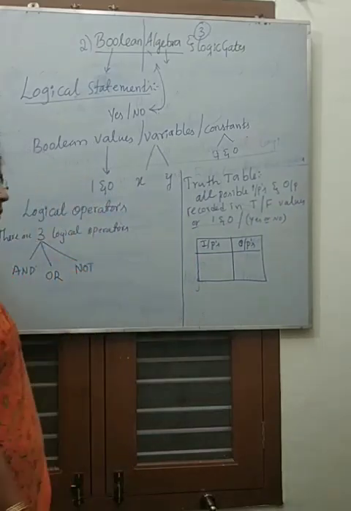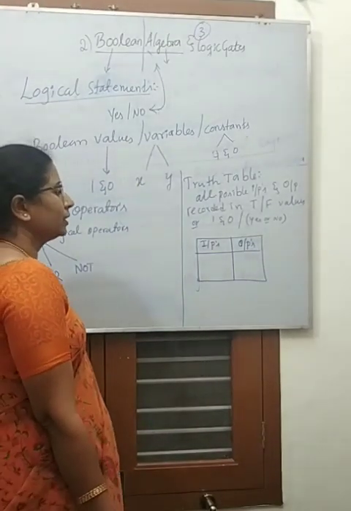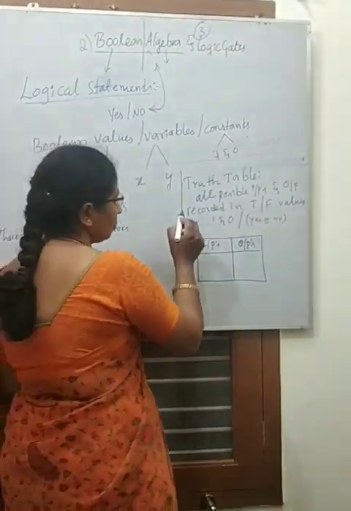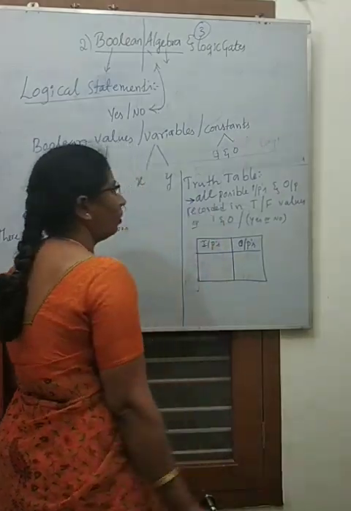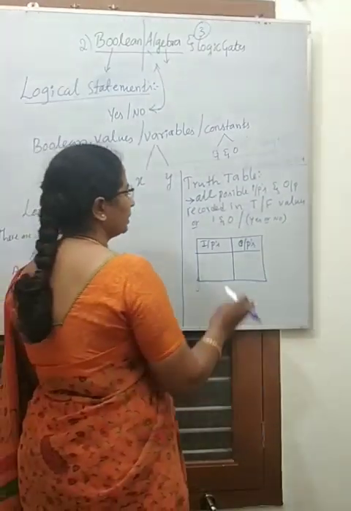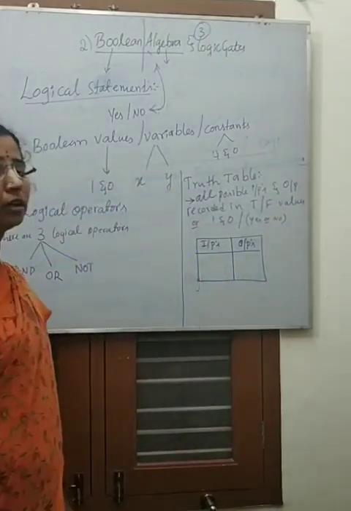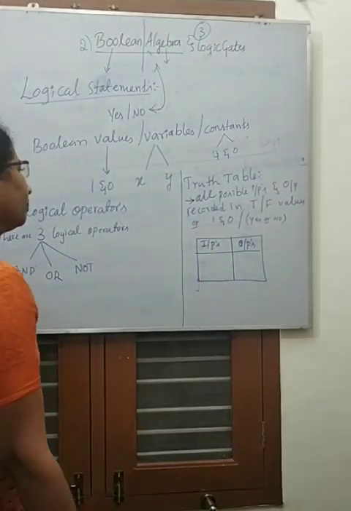Did you get the definition of truth table? What do you mean by truth table? It is a table used to represent all possible inputs. All possible inputs and outputs recorded in true or false values are called a truth table.